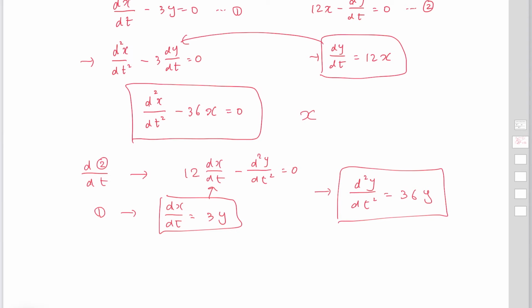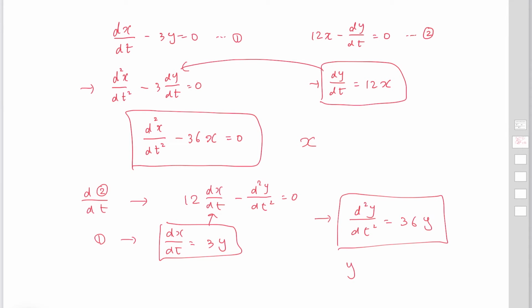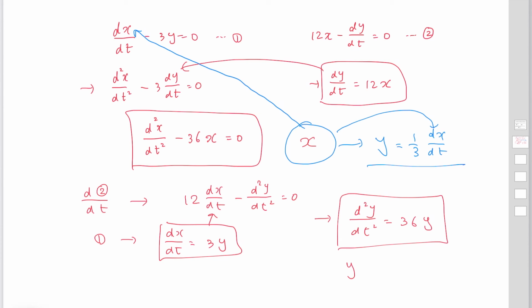So you can solve either one to find x or y. Once you have one of the dependent variables, you can find the other. For example, in the first case, you could find x. Then how can we find y? You can substitute this x into this equation to find y, because y is expressed as 1/3 dx/dt. So you can substitute x here to find y.